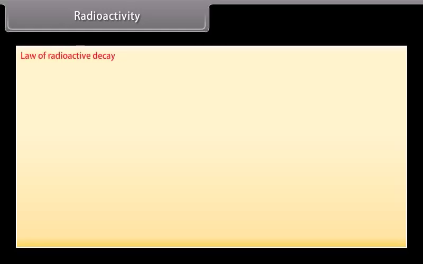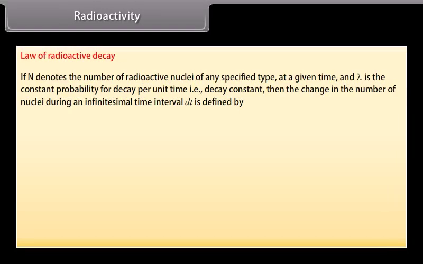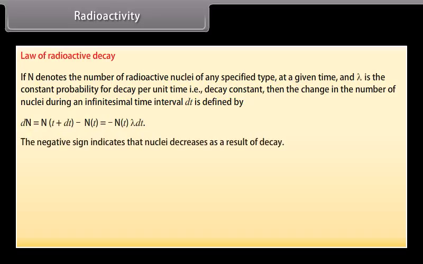Law of radioactive decay. If N denotes the number of radioactive nuclei of any specified type at a given time, and λ is the constant probability for decay per unit time, that is, decay constant, then the change in the number of nuclei during an infinitesimal time interval dt is defined by dN = N(t + dt) − N(t) = −N(t)λ dt. The negative sign indicates that nuclei decrease as a result of decay.